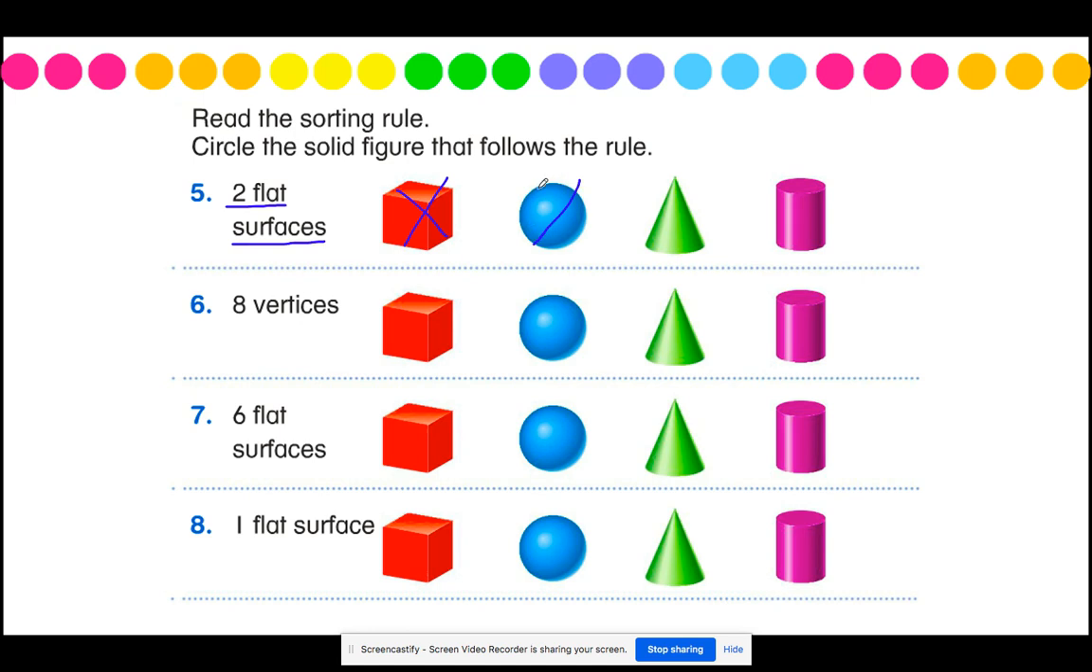No, it does not. Does a cone have 2 flat surfaces? No, it only has 1. How about a cylinder? Does a cylinder have 2 flat surfaces, boys and girls? Yes, it does. So our answer is cylinder.